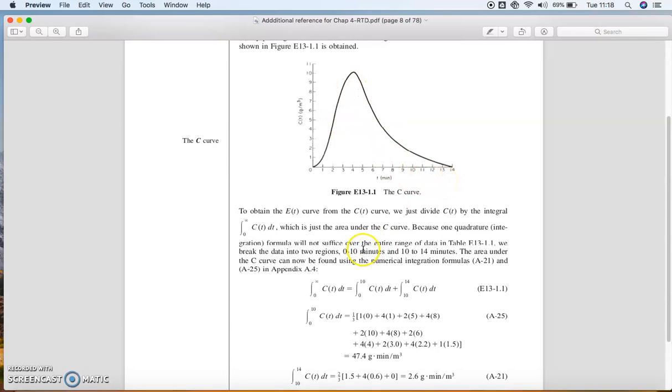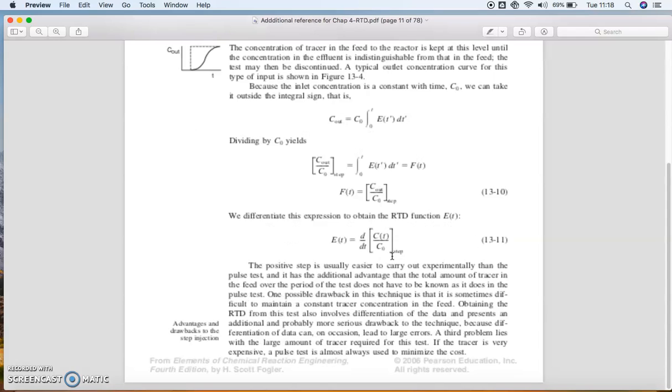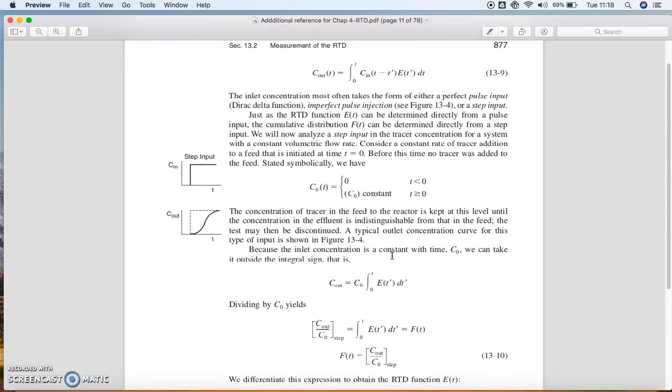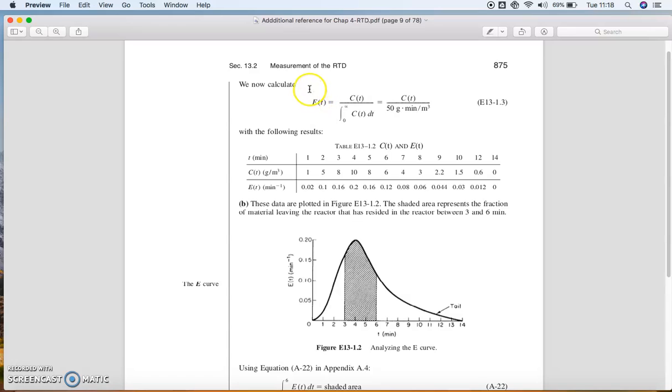And then in order for us to calculate ET, if you look at the formula, this is the formula for ET, which I have explained earlier in our lecture note. ET is actually CT over the integral of CT dt from 0 to infinity. So in the end, what you want is to have this kind of table: at different T and CT, we have ET. In order to solve for ET, you need to calculate the area under the curve.